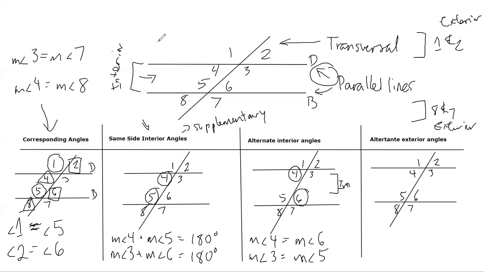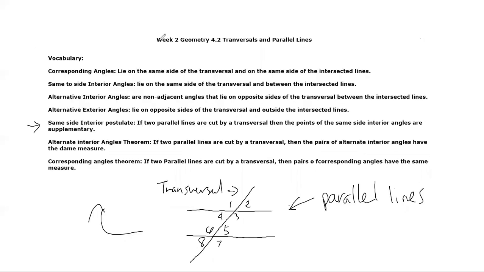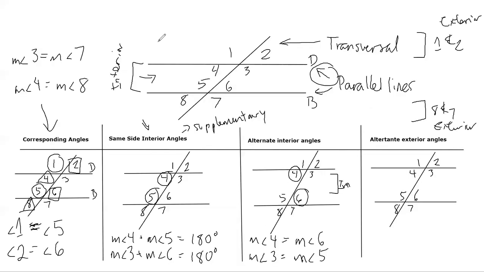Now, alternate exterior angles are going to equal each other as well, okay? Now, again, right here it says alternate exterior angles lie on opposite sides of the transversal and outside the intersecting lines. Remember, those are the exterior angles. We're talking about 1 and 2, 8 and 7. We're also not talking about the ones that are right next to each other. Again, the angles that are right next to each other, like 1 and 2, those are supplementary. Angle 1 plus angle 2 would equal 180 degrees, but that's not what we're talking about here. We're talking about alternate exterior angles, exterior.